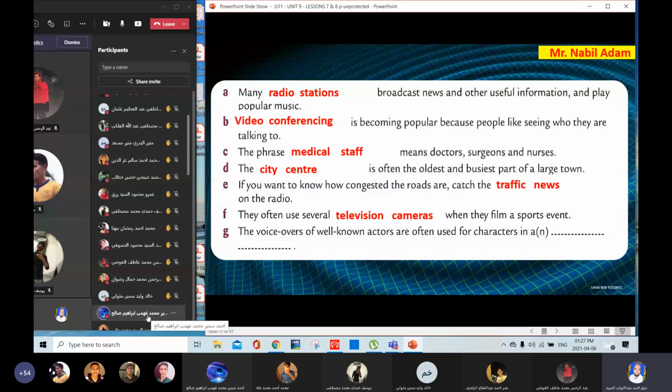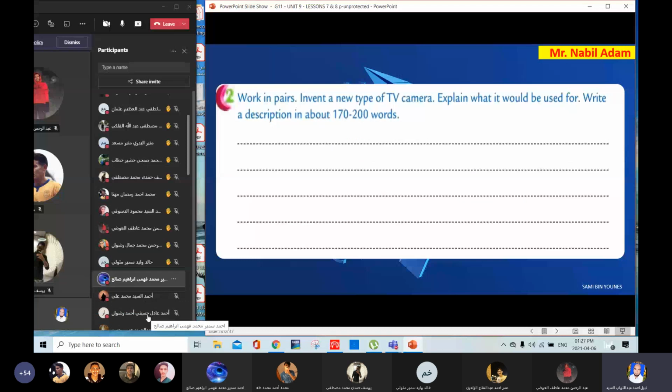Now, invent a new type of TV camera. Explain what it would be used for. Write a description in about 170 to 200 words. Think about a new type of TV camera you would like to invent and what it would be used for. Describe this new camera. I'll give you 3 minutes to write 3 sentences describing a new type of camera. Please hold your pen and write on a piece of paper, and then I'll give you the chance to present your topic.